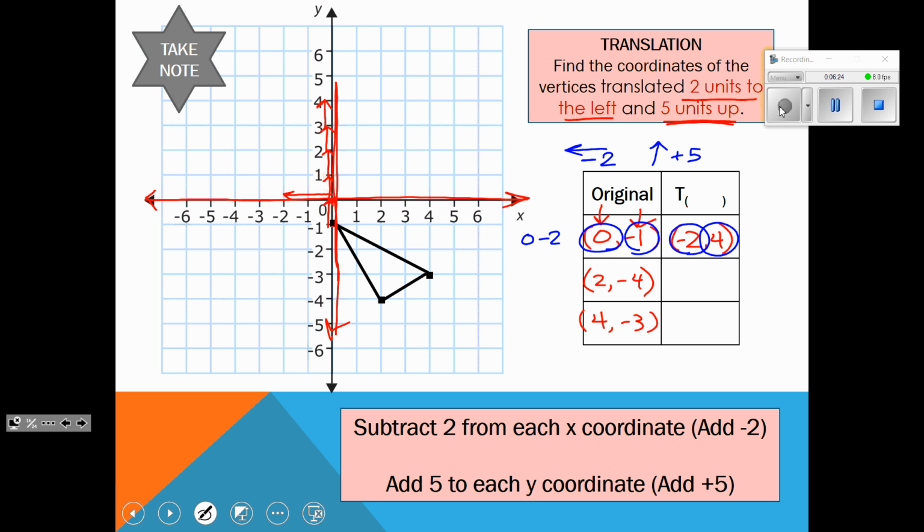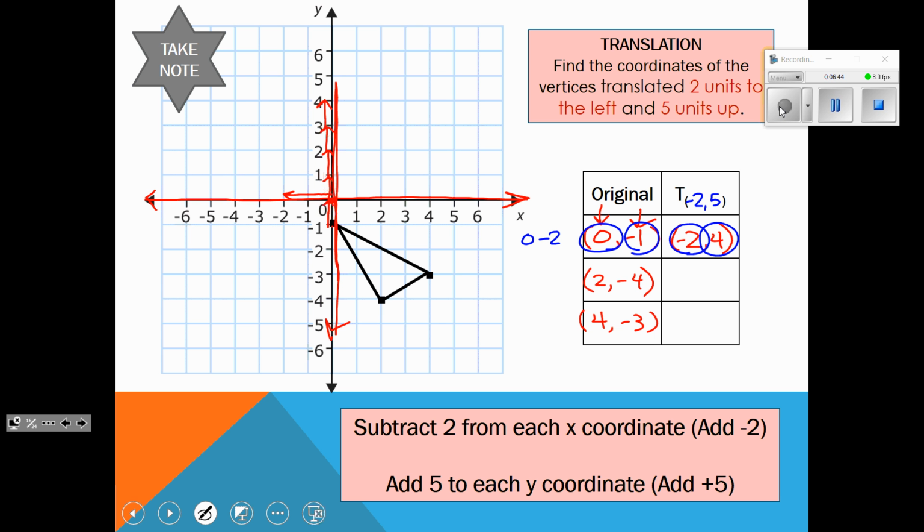So we're practicing that adding integers that we've been doing. So we call this translation a (-2, 5). It tells us that on the x-axis we're going to the left 2 with each one, and on the y-axis we're going up 5, which is a +5. So we call this a (-2, 5) translation.